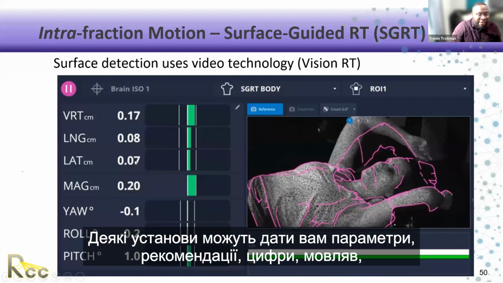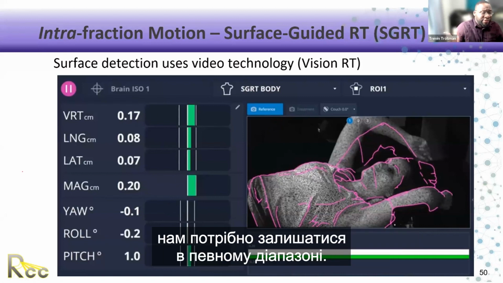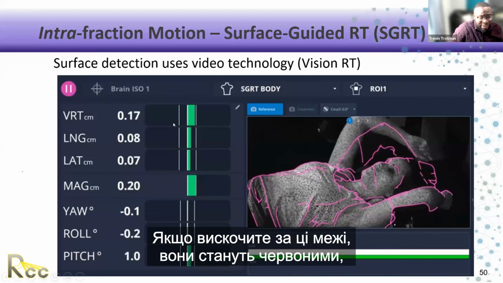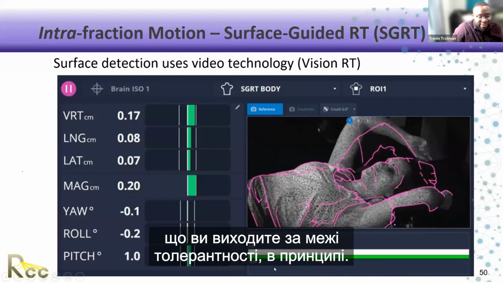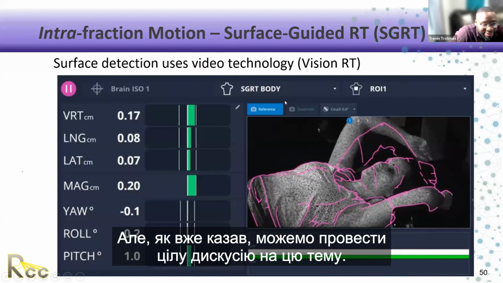Some institutions may give you some sort of parameters, some guidelines, some numbers. Hey, you need to stay in a certain gate range. If you pop out of here and it makes them red, you have to beam off because you know that you're outside of tolerance, basically. And that's the indicator. That's GRT. But like I said, we can have a whole discussion on this one.